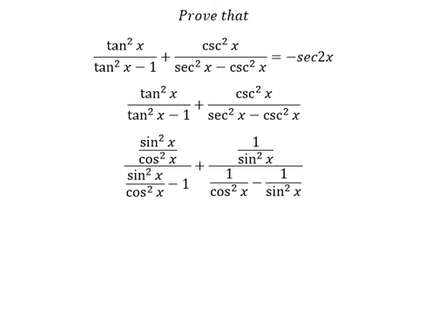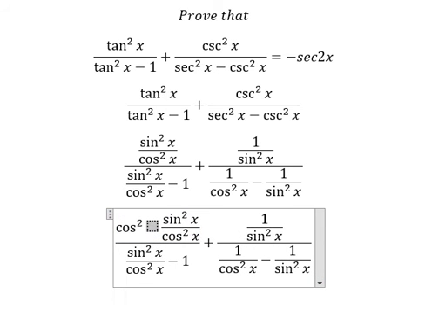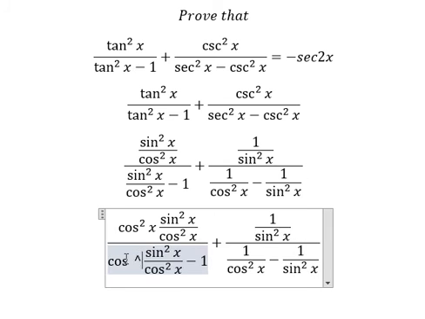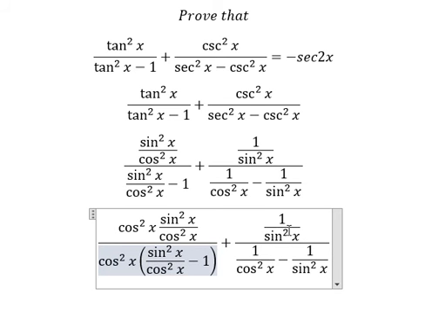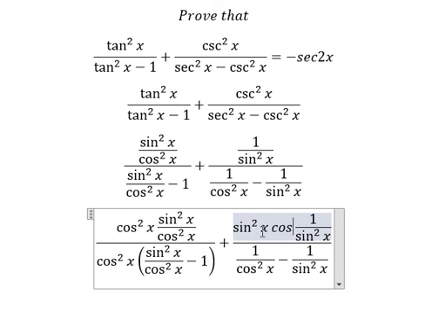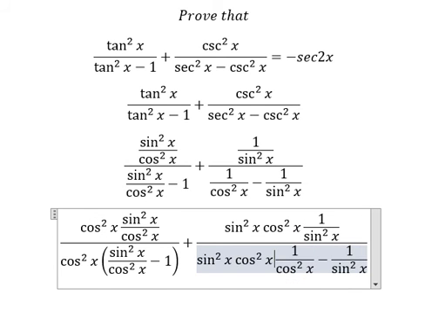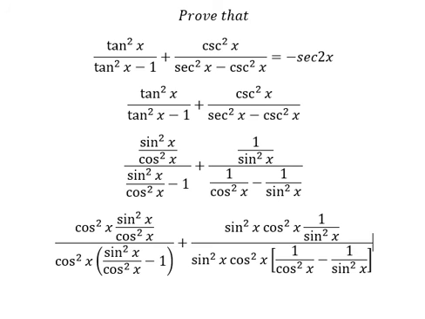Next, for this one, I will multiply by cosine squared x on numerator and denominator. For this one, I will multiply by sine squared x cosine squared x on numerator and denominator. Now we need to simplify.